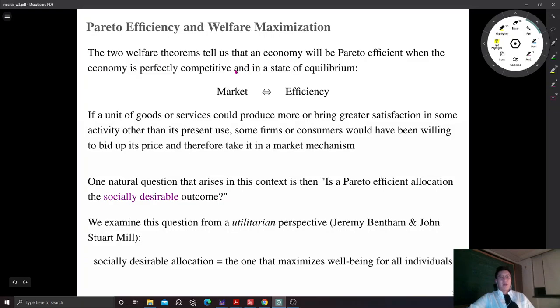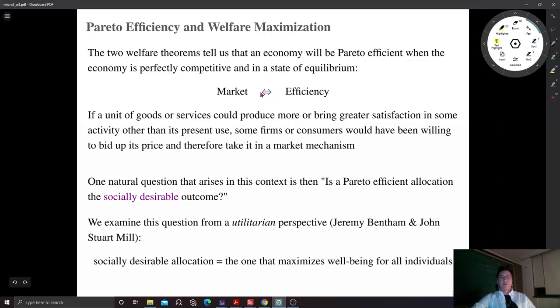We studied two welfare theorems, and the welfare theorems tell us the economy will be Pareto efficient when the economy is perfectly competitive, meaning that the agents' behavior is price taking, so nobody has the power to control the price. The price is only determined through competition in the market. And the economy is in equilibrium, meaning that all agents achieve some maximization, right? For consumers, utility maximization, and for firms, profit maximization. So all agents achieve their own objective given some constraint: for consumers, the budget constraint, and for firms, some technology constraint. So there is a nice correspondence between the market mechanism, what the market can achieve, and efficient allocation.